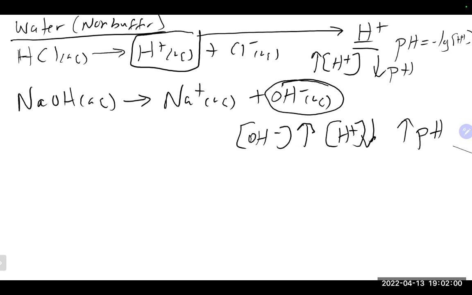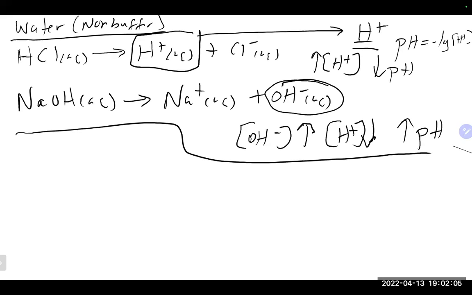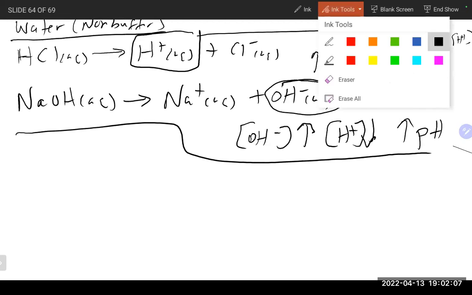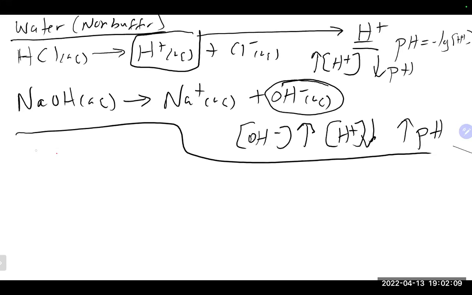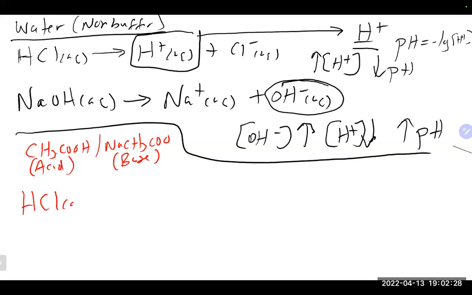So what happens though if we put these exact same things into a buffer? We'll use our example here of acetic acid and sodium acetate. Again, they are both in the solution to begin with. This is really the acid part of the buffer. That is the base part of the buffer. When I add my same hydrochloric acid to this buffer, is it going to react with the acetic acid part or the sodium acetate part?